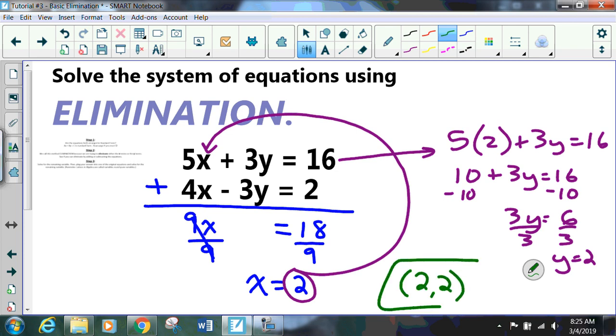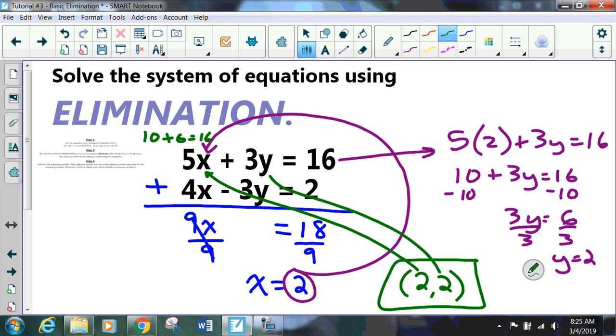Now, if you were taking the test and you wanted to see if that worked, then for both of them, you'd go ahead and plug a 2 in for x. That would give me a 10. You'd plug a 2 in for y. That would give me a 6. 10 plus 6 equals 16. That works. You do the same thing for the other equation, right?